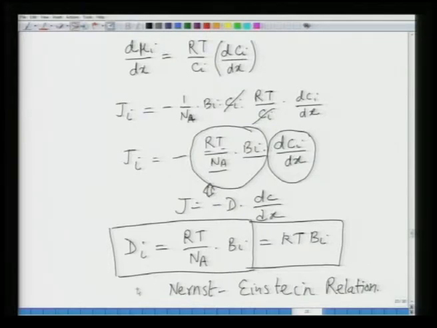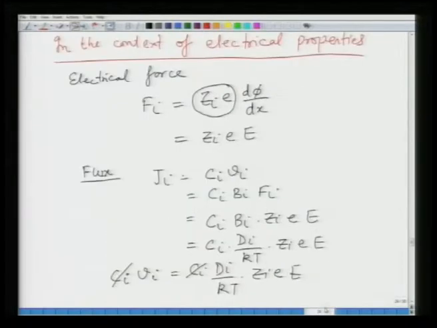It is a very important relation because it has its own importance in ionic conduction, actually in any kind of conduction, because you can do the same exercise for electronic conduction as well.